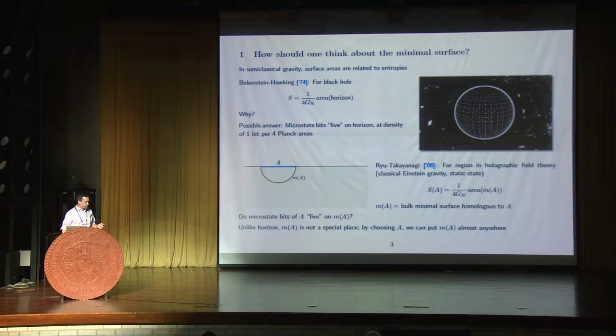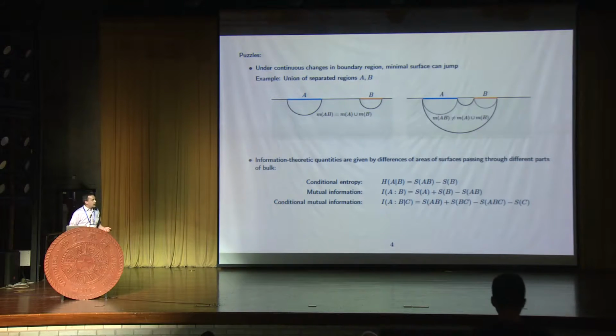And one of the features that you have here that you don't have with Bekenstein-Hawking is that you have a new degree of freedom, namely the choice of your region A. And as you move A, the minimal surface moves. And that is what's going to lead to some of these puzzles that I'm going to explain. Not only does it move, but in fact it can jump. And so there are these well-known phase transitions in the position of the minimal surface in the entanglement entropy.